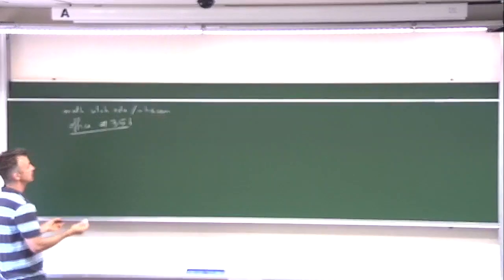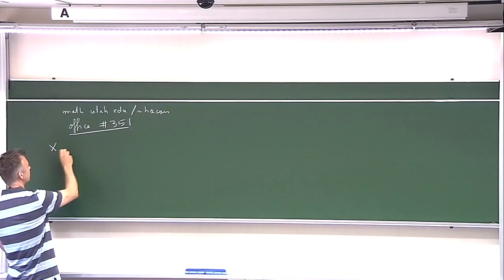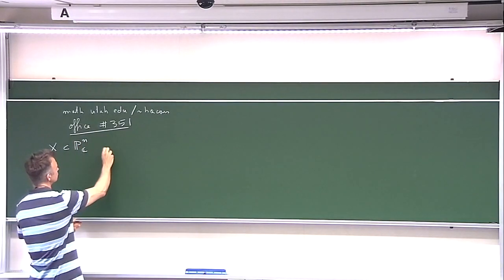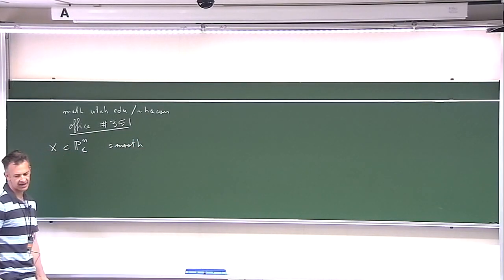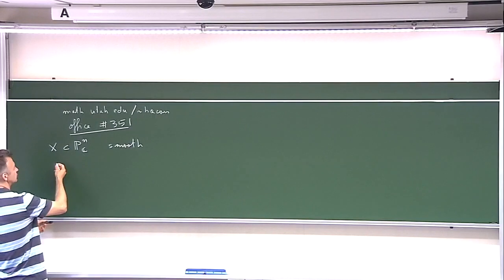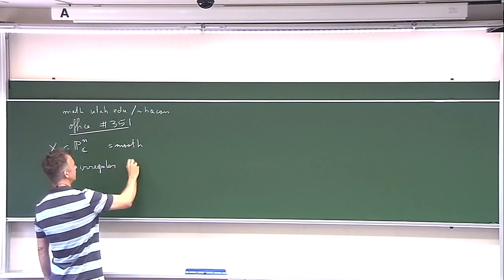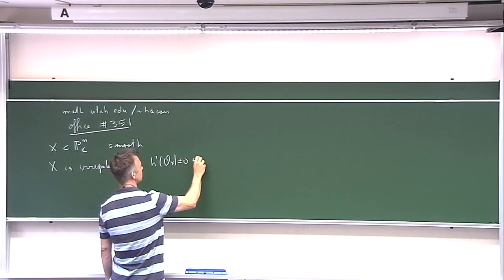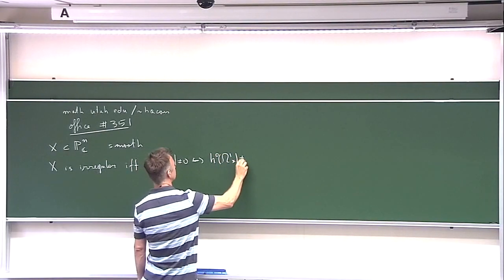So maybe first things first, what's an irregular variety? For now, this will change at a certain point. Let's assume that X is a complex projective variety, and let's also assume, for simplicity, that it's smooth. Then we say that X is irregular if it has a non-vanishing holomorphic one-form. So X is irregular if H^1(O_X) is non-zero, which of course is equivalent, since it's a complex projective variety, to H^0(Ω^1_X) being non-zero.